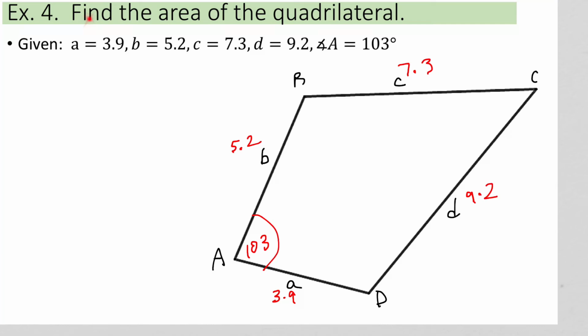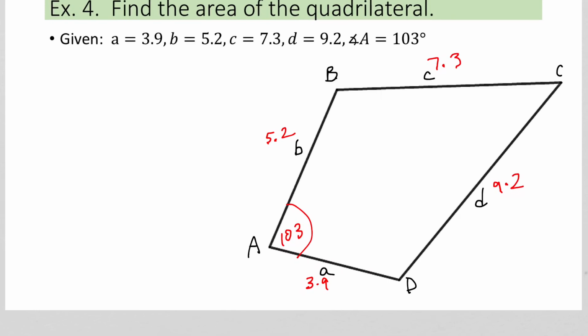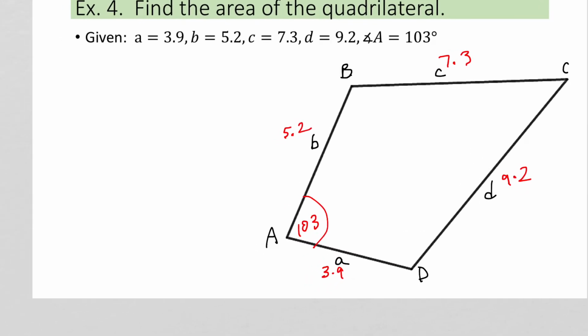All right. So our last example is to find the area of a given quadrilateral. So this is an irregular quadrilateral. All of its side dimensions are given here, and I wrote them on the diagram. And then the angle here, angle A, is given as 103. So this is the given information, and I'm going to find the area of this quadrilateral. The way I'm going to do that is I'm going to break it up into two triangles by drawing that line, BD.